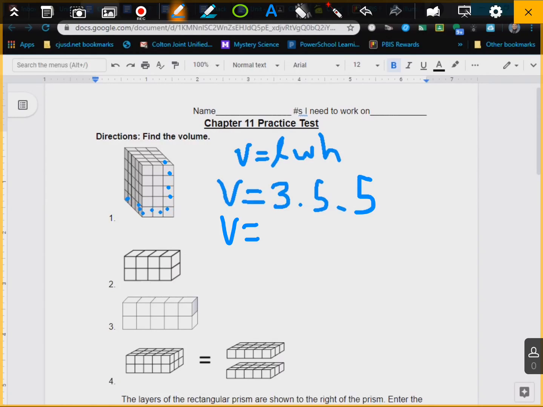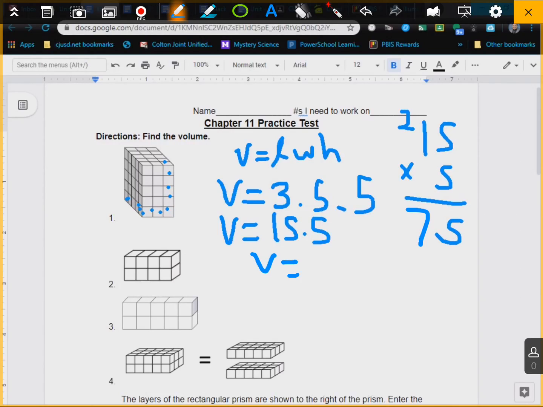So then what you got to do is 3 times 5 is 15. And 15 times 5, you do it right here. 5 times 5 is 25. Carry the 2. 5 times 1 is 5 plus 2 is 7. So volume is 75 cubic units.